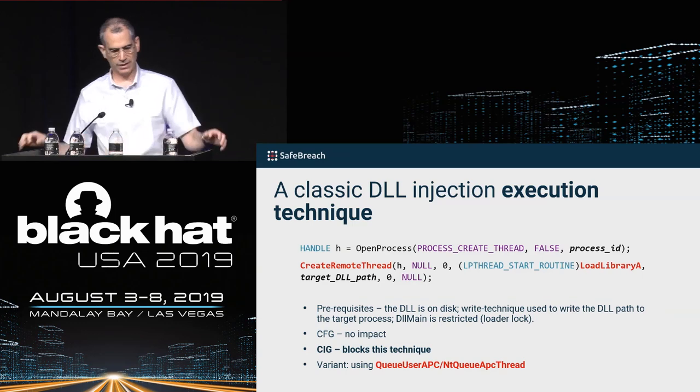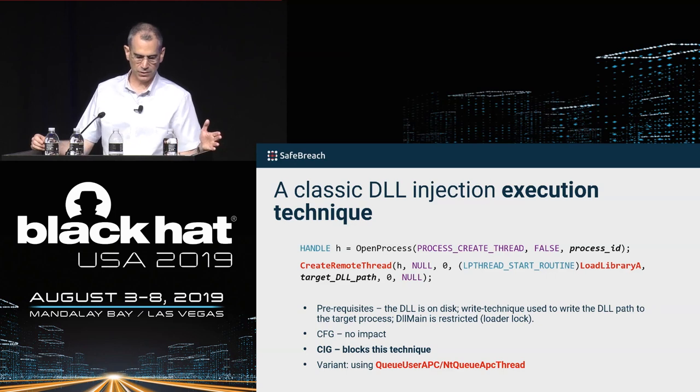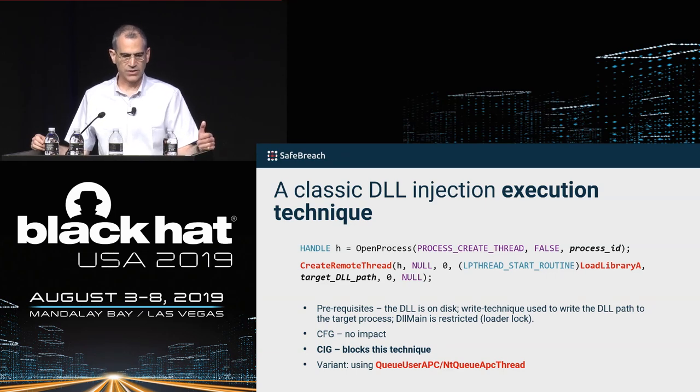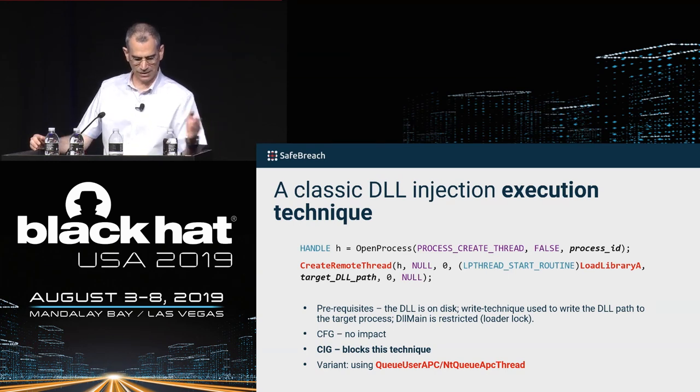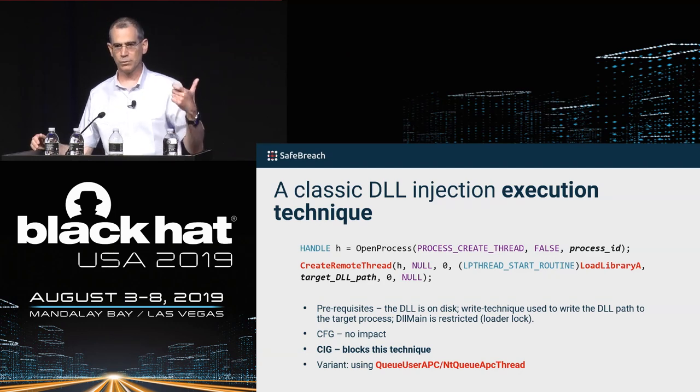We also have a classic DLL injection execution technique. One of them would be using CreateRemoteThread, again assuming that we already have the DLL path in memory using a writing technique. Then we can invoke CreateRemoteThread that invokes LoadLibraryA, with the single argument being a pointer to the memory that we filled with the DLL path.